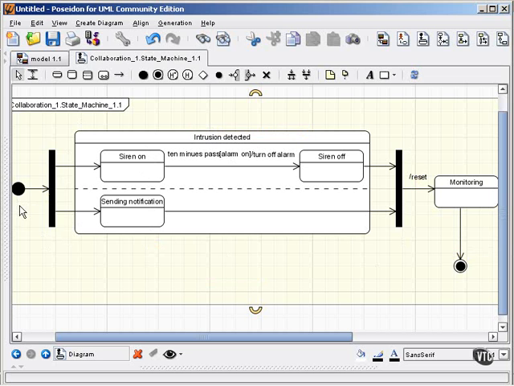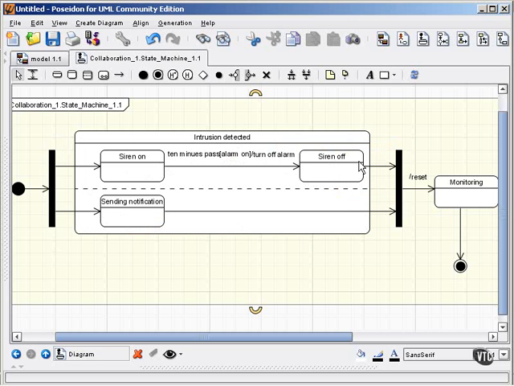We've got our initial pseudostate. We have these two substates of the intrusion detected composite state, and the fork here shows us that these are indeed happening at the same time. Siren on after 10 minutes, and if the alarm is still on, the system turns off the alarm. We go to the siren off state.